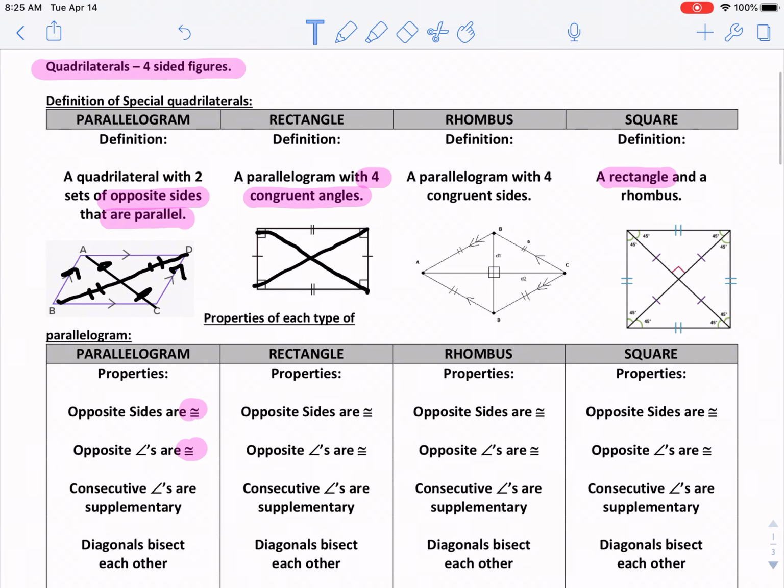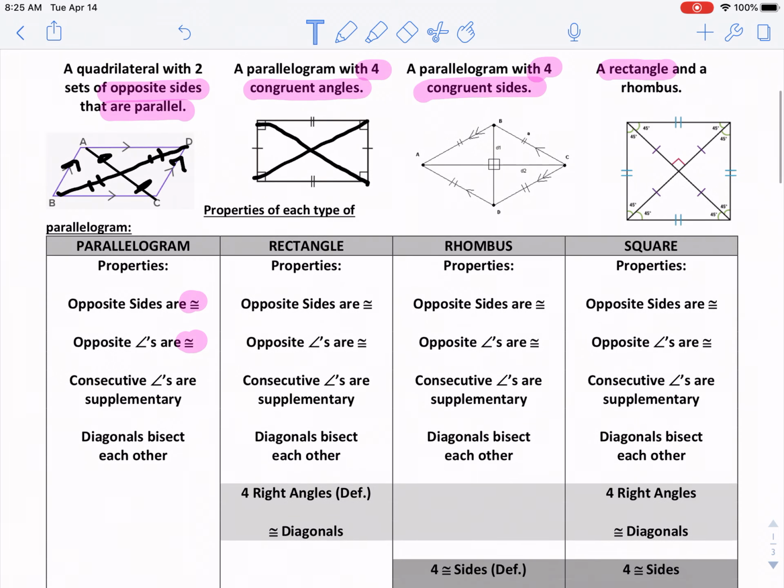Our third one is a rhombus. It just has four congruent sides. Notice the opposite ones are still parallel because it's a type of parallelogram. Now, it doesn't have four right angles on the outside. So this part, notice there's nothing here. So it doesn't have four right angles on the sides. Its diagonals are not congruent. Because that's not true.